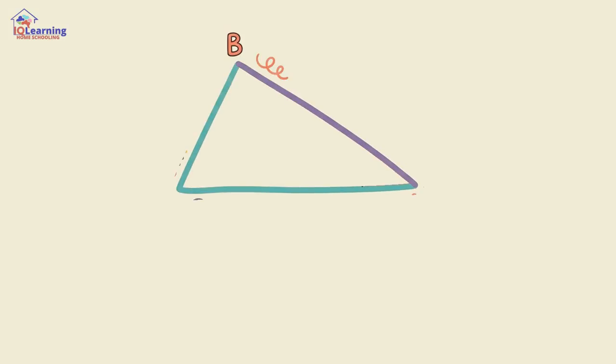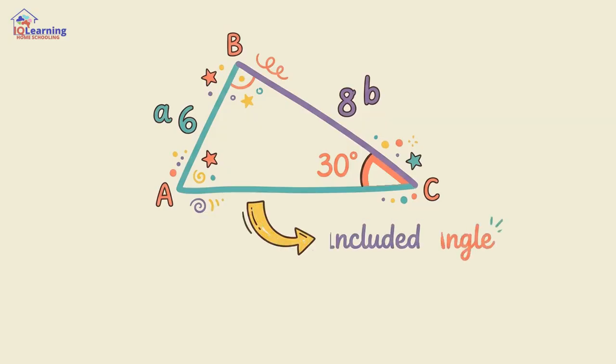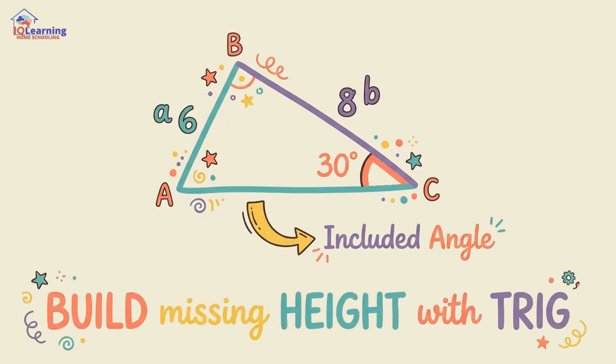Suppose triangle ABC has side a equal to 6, side b equal to 8, and angle C equal to 30 degrees. The important detail is that angle C is between sides a and b. That angle is called the included angle. We want the area, but we do not know the height directly. So instead of memorizing a random new formula, we build the missing height with trig.